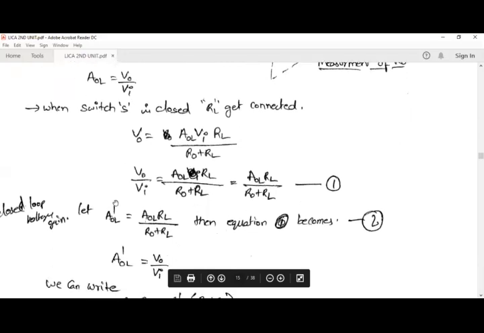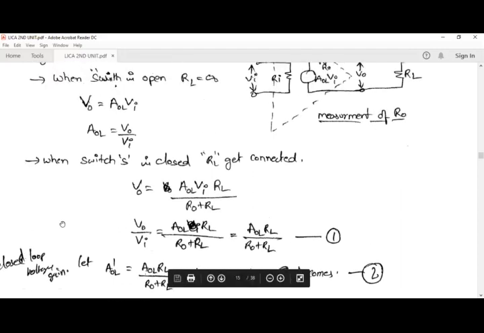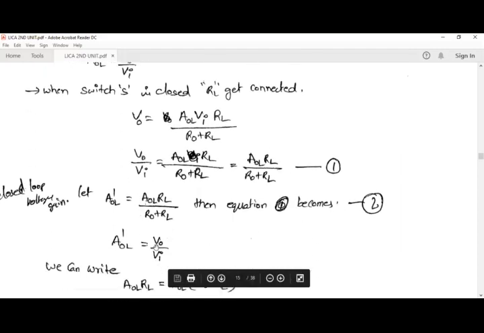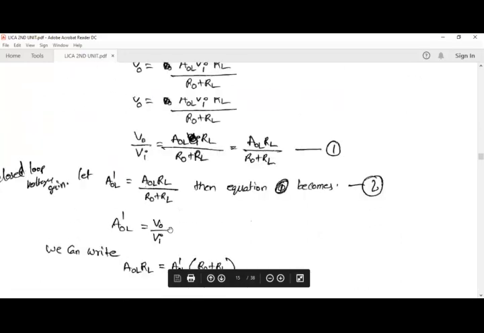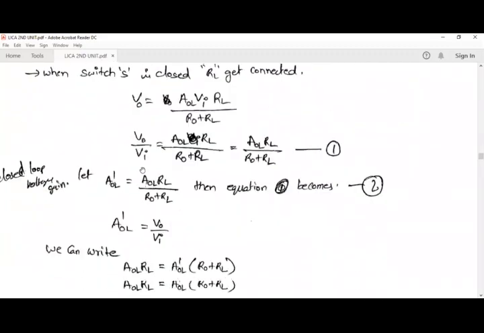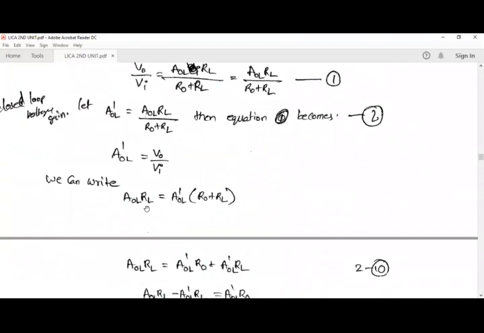Let us consider AOL dash as the closed loop voltage gain. So closed loop voltage gain is equal to AOL into RL divided by R naught plus RL. Here V naught by VI we are going to consider as AOL dash, which is nothing but the closed loop voltage gain. So the equation becomes AOL dash is equal to V naught by VI. From this equation we can write AOL into RL is equal to AOL dash into R naught plus RL.